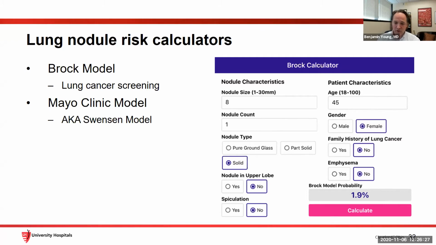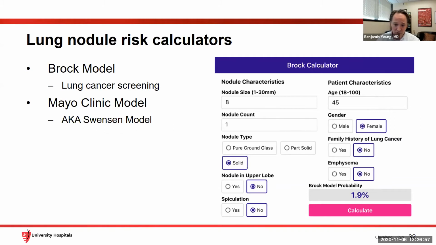There's multiple prediction models, and they all have varying pros and cons. The one that we probably use most commonly now is the Brock model, which was developed based off of the population of patients in the National Lung Screening Trial. So it's really designed for high-risk patients with a big smoking history, but it does a good job of telling us the likelihood that a nodule we find during a screening study is cancer.